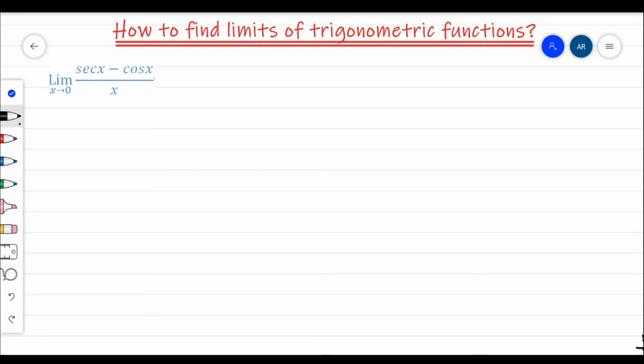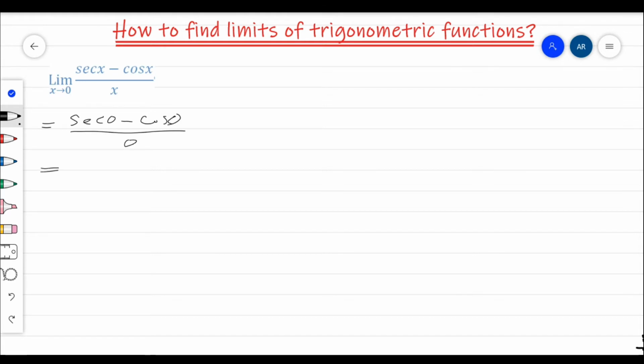Let's begin our lesson. You can see on my whiteboard that a trigonometric function is given to us and we need to find its limit when x approaches 0. Let's apply the limit directly. As x approaches 0, we get secant of 0 minus cos of 0, over 0.